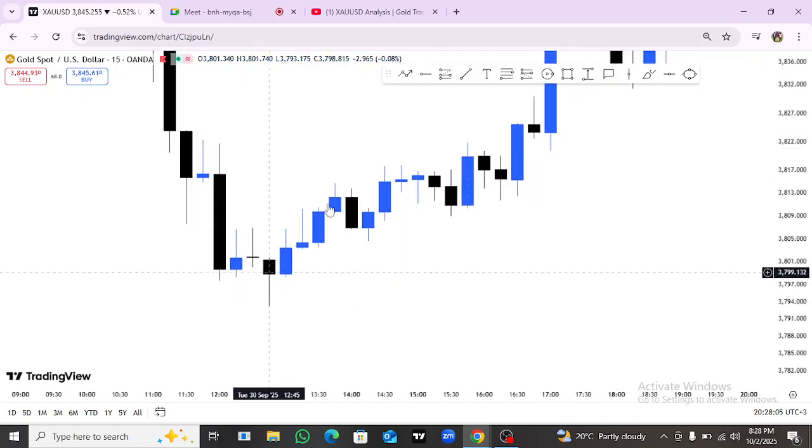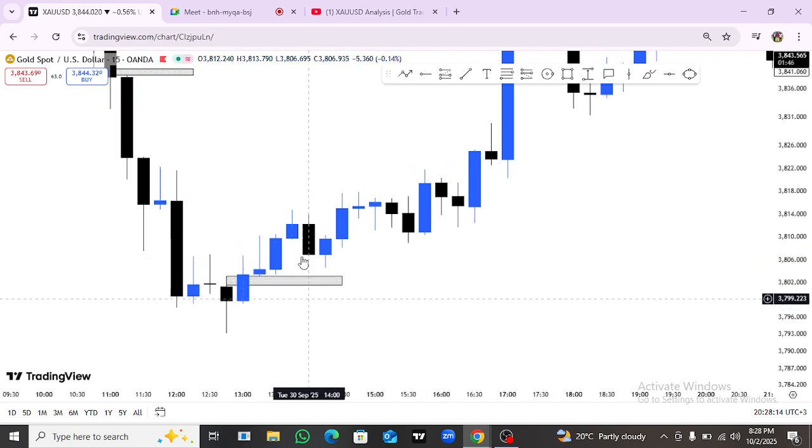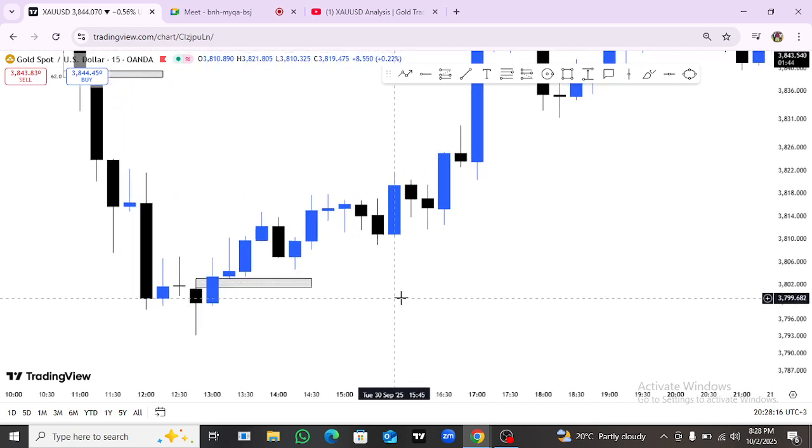So let's look at this scenario. This is a bullish scenario. Number 1, number 2, number 3. Can I draw my rectangle tool between the wick of number 1 and number 3? Yes, we have an imbalance over there. Price will definitely have to come back and fill that level.